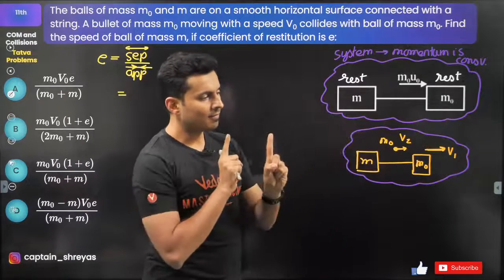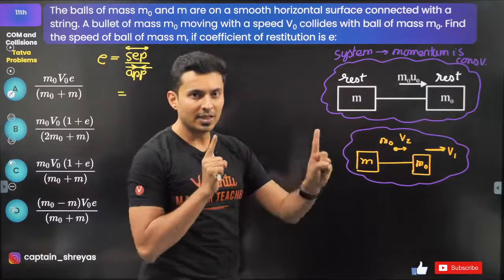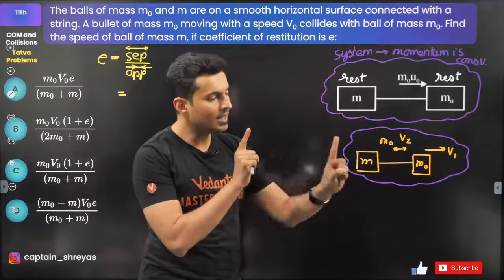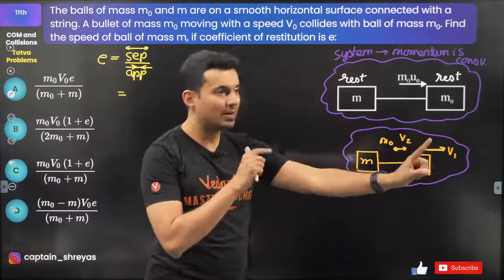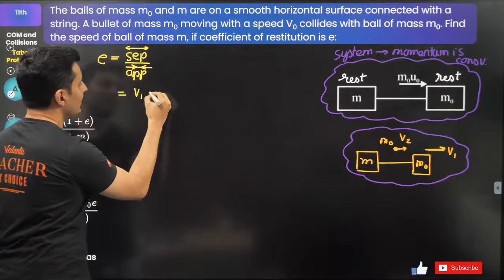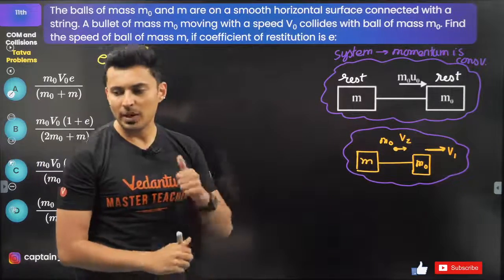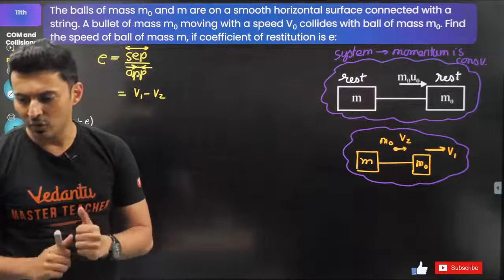v1, v2. Can you find the relative speed of separation? v1 is fast, v2 is slower. The relative speed will be bigger speed minus smaller speed. So it will be nothing but v1 minus v2. Check this out. v1 minus v2. Everybody with me? I'm so glad.